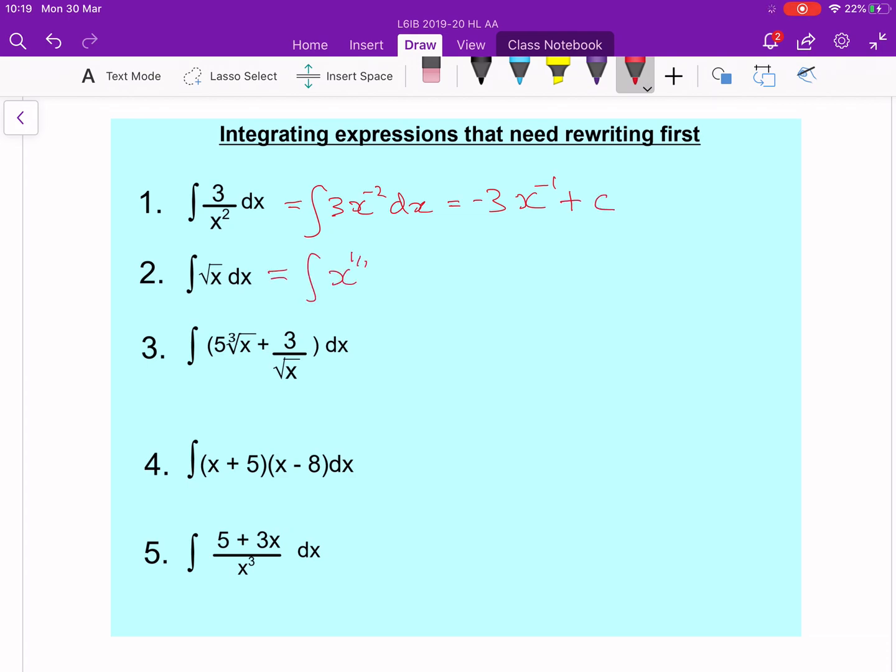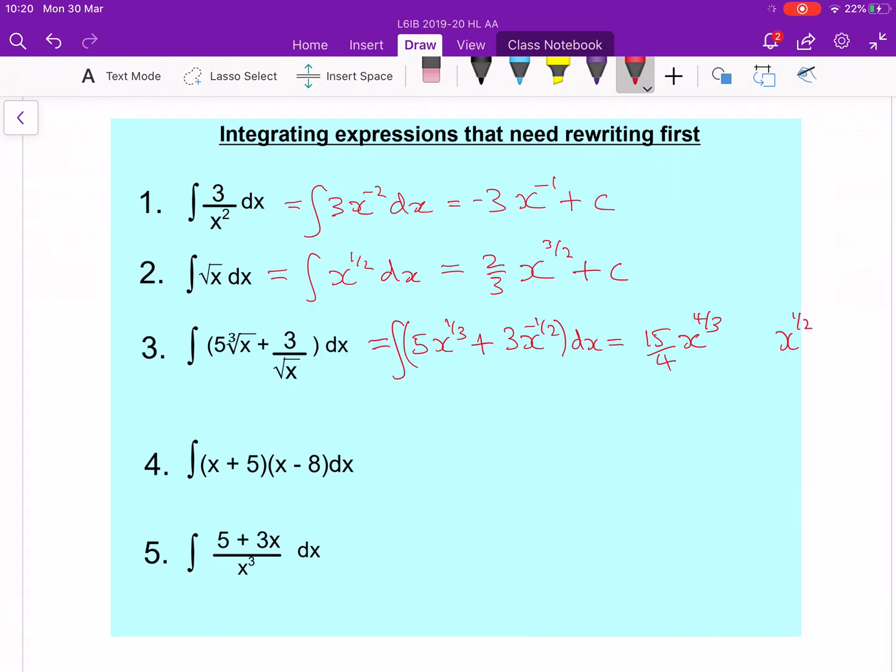This one I'm going to rewrite as x to the half. So we can do this with negatives and fractions as well. Increase by 1, it goes up to 3 over 2. Divide by 3 over 2, that's the same as multiplying by 2/3. This one, cube root of x is x to the 1/3. Rewrite this one as 3x to the minus a half. And integrate all of that. I'm doing this quite quickly, but you can think about it in your own time. And just make sure you can see how I'm getting these answers.